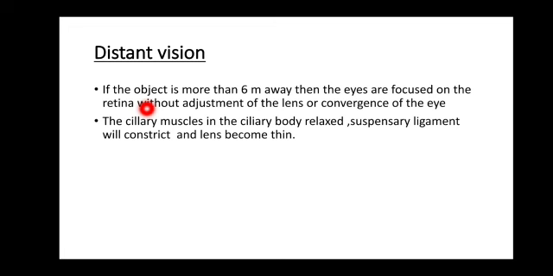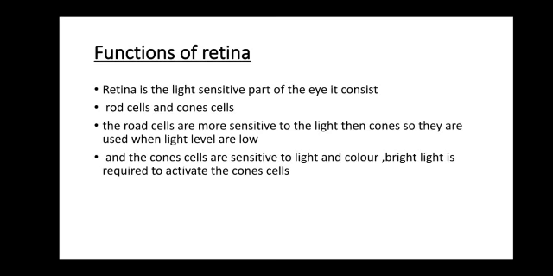Next is distant vision. What is distant vision? I have told you, if the object is more than 6 meters away, then what our eye does is the ciliary muscle in the ciliary body relaxes, the suspensory ligament tightens, and the lens becomes thin. I have told you with the diagram also. So this is distant vision. And for this, without adjustment of the lens or convergence of the eye, you can focus on the image.